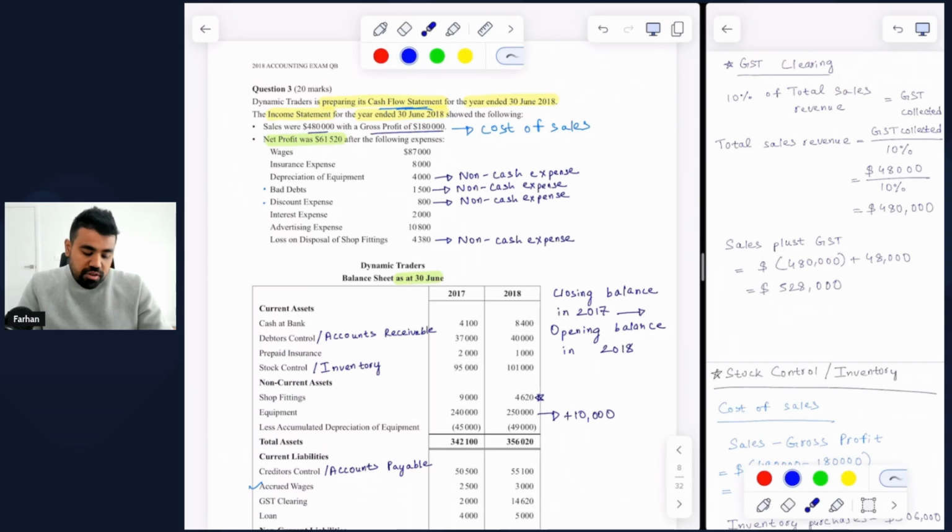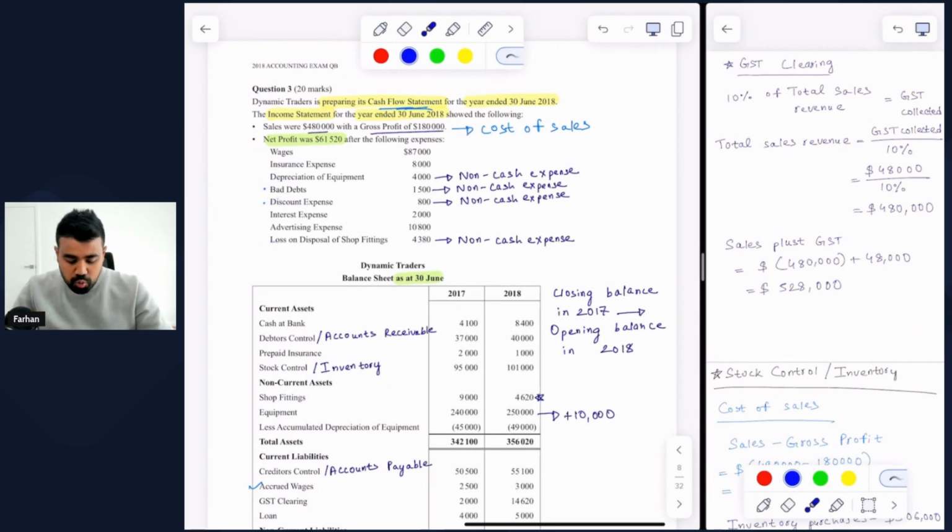Net profit was $61,520 and we're given some expenses. You can see that out of all these expenses, we have four non-cash expenses, which are the depreciation of equipment, the bad debts, the discount expense, and the loss on disposal of shop fittings.